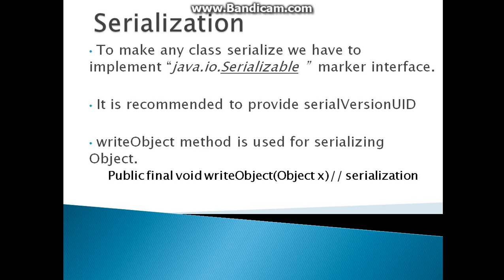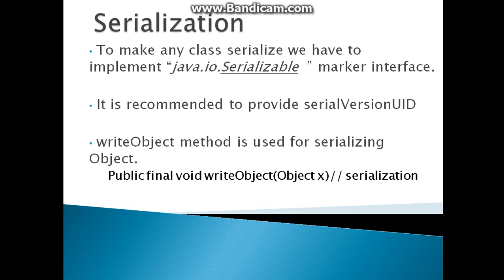How can we define any class as serializable? We have to implement the Serializable interface, that is a marker interface, and that is part of the java.io package. What is the marker interface? Marker interface means we don't have to override any of its methods. It is just for marking purposes. Once we implement the Serializable interface, JVM will come to know that this particular class is serializable.